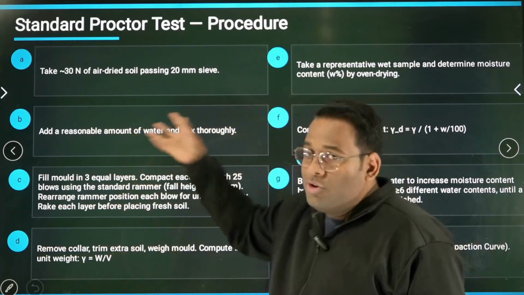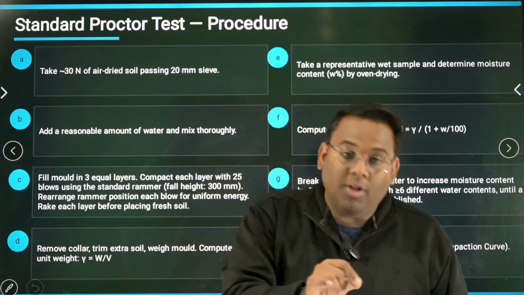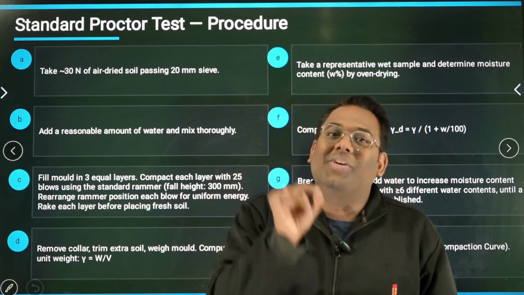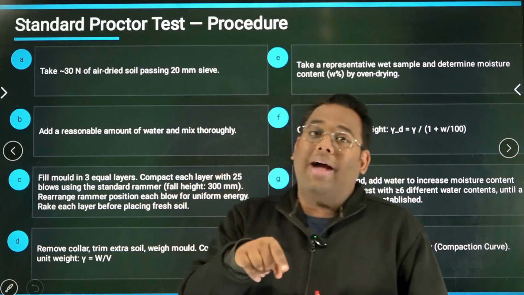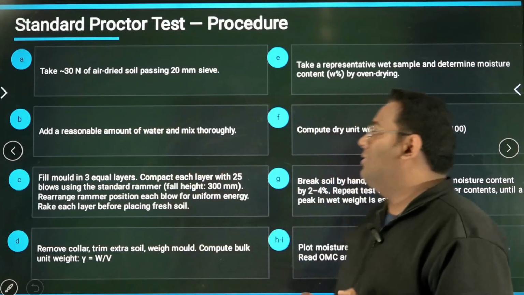After that, you have to mix a reasonable amount of water that you already know, because you have to plot a graph between the water content and the gamma. So obviously you have to know how much amount of water you are going to add in this particular test.